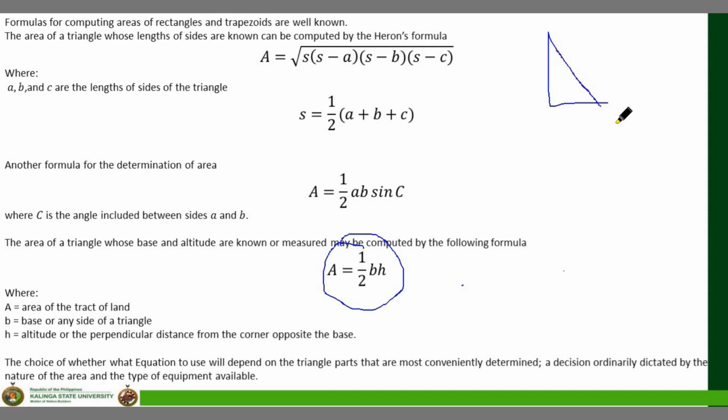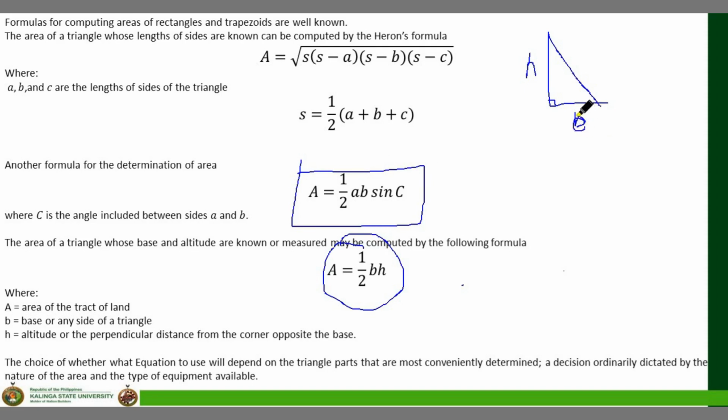When we say base, if this is your triangle, di ba? Pinaka-common sa ating lahat yung right triangle. Ito yung right, 90 degrees. Let's say if this is the base and this is the height. Pinaka-common sa atin ito, so the area of this triangle is 1/2 of base times height. Another equation we use in the determination of area for the triangle is this one. Have you encountered this equation? So ano yung A? Let's say ulit, ito si triangle.